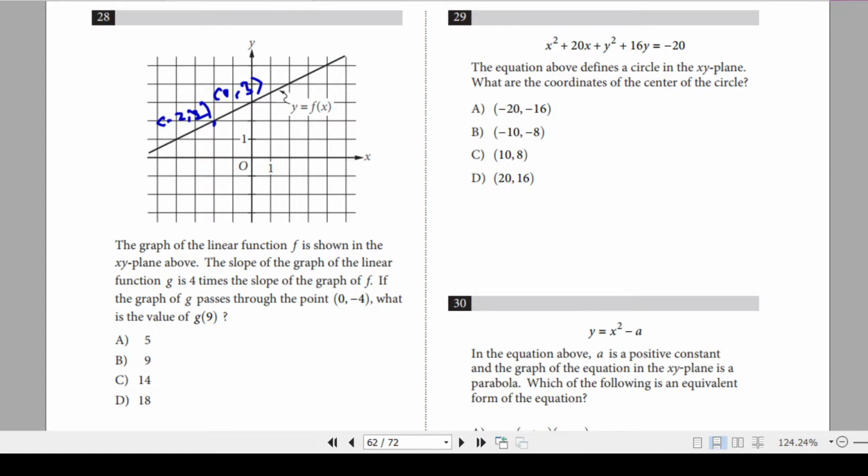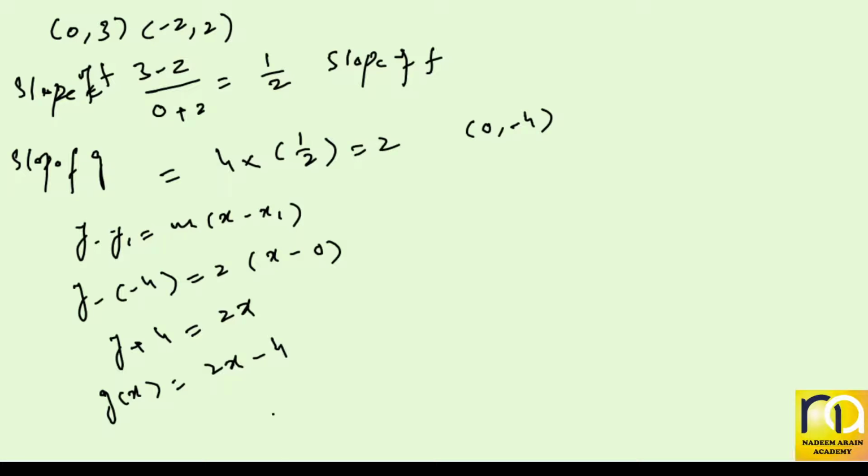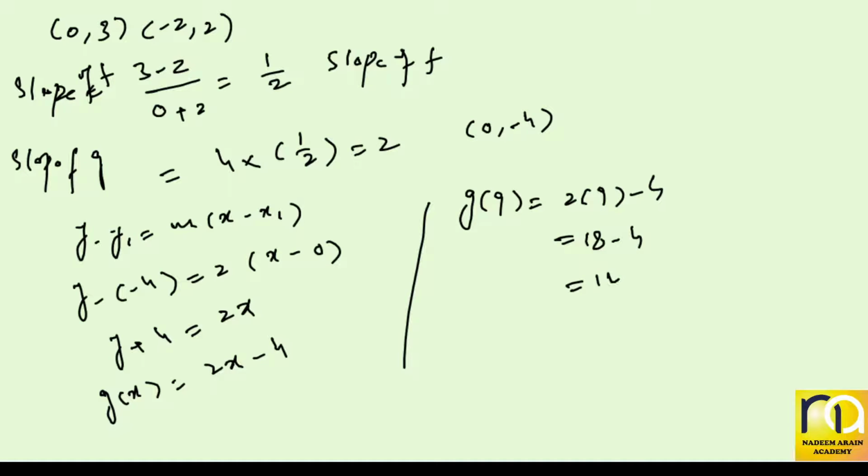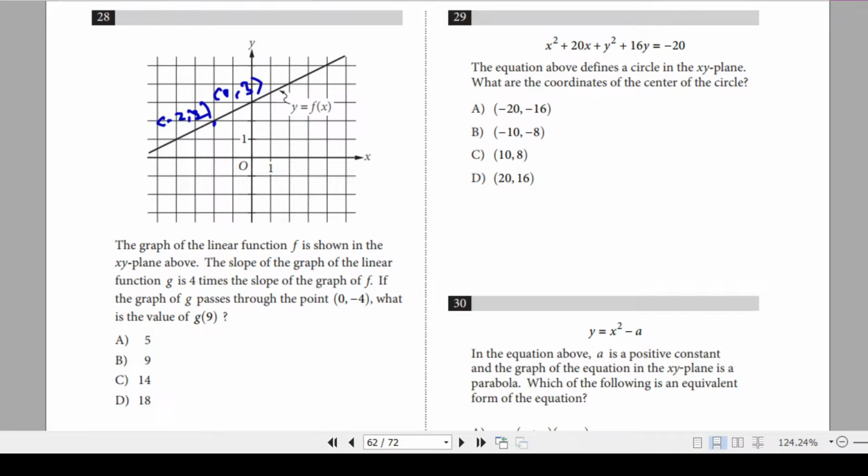g of 9 means you have to plug in the value of x as 9. So g of 9 will be 2 times 9 minus 4, 18 minus 4, that is 14. So that's your answer, C. g of 9 is 14. Okay.